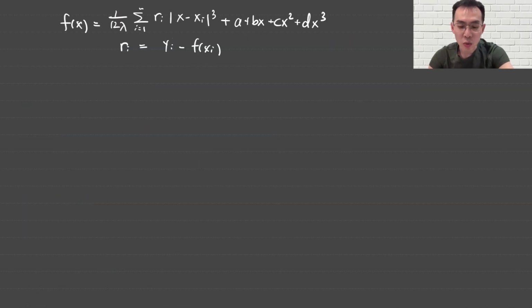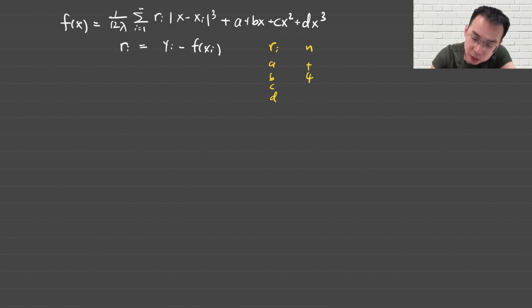Okay, now we are in very good shape, and let's see how we can solve for the parameters of this problem. So here I have rewritten the function f(x) in terms of its residuals ri, to replace yi minus f(xi). And so you see here that the parameters we need to solve for are the ri. There are a total of n parameters for those, and then a, b, c, d. So in total, we have n plus 4 parameters.